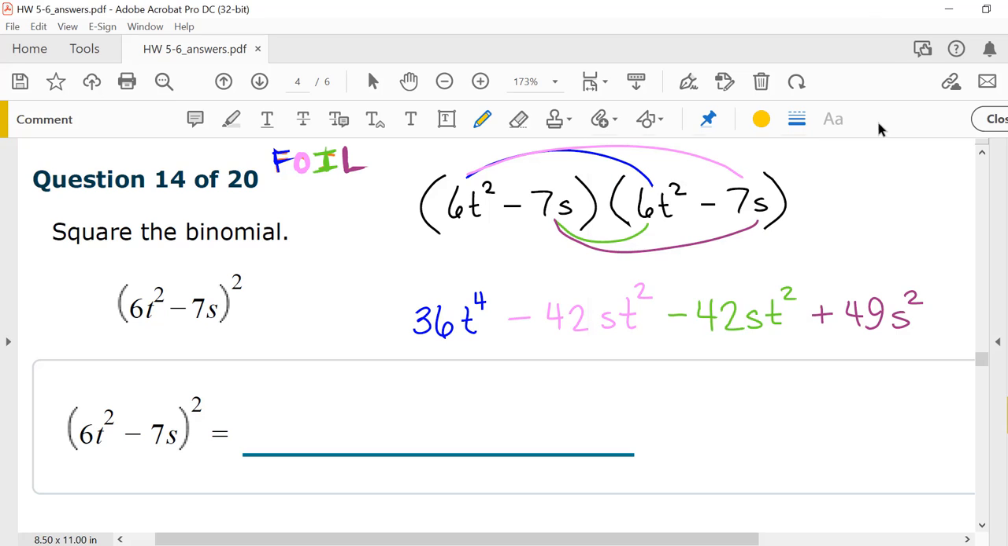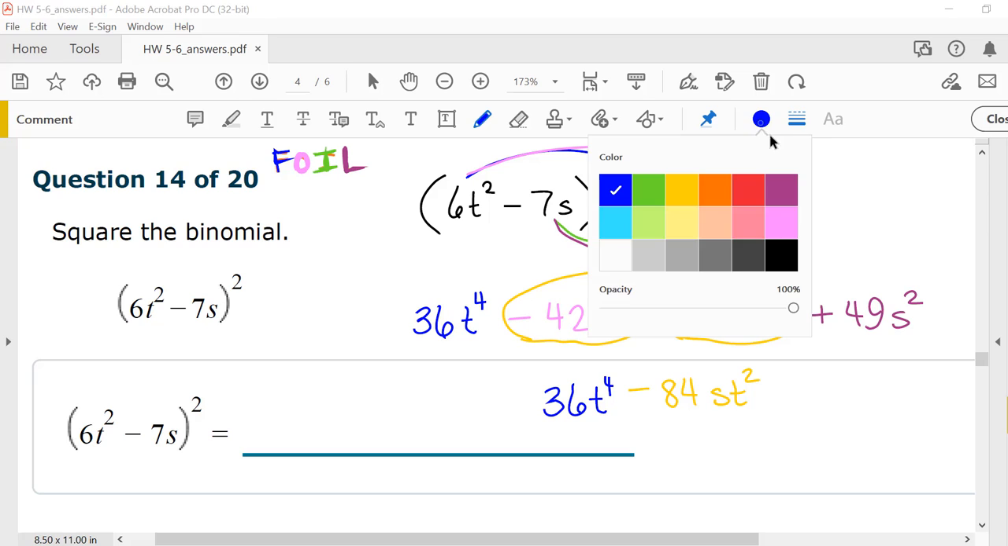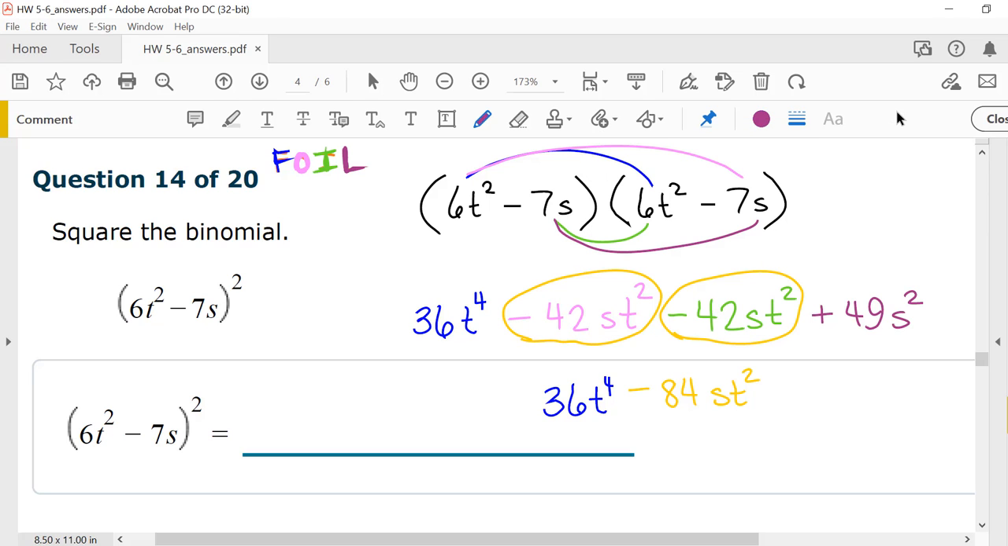Collecting like terms, negative 42 st squared minus 42 st squared. Negative 42 minus 42 is negative 84 st squared. Your answer will be 36 t to the 4th minus 84 st squared plus 49 s squared.